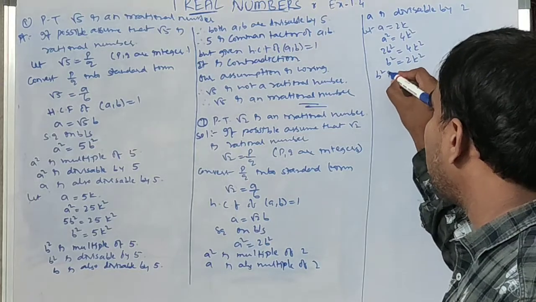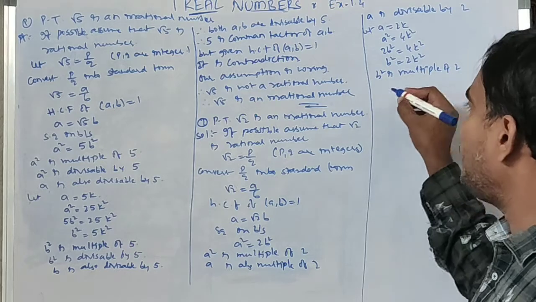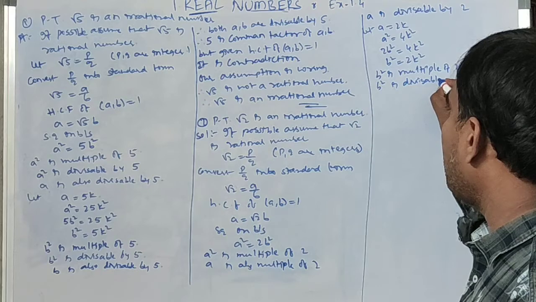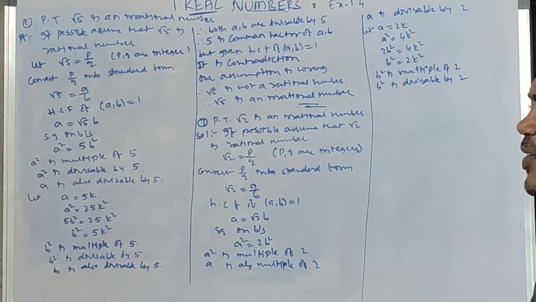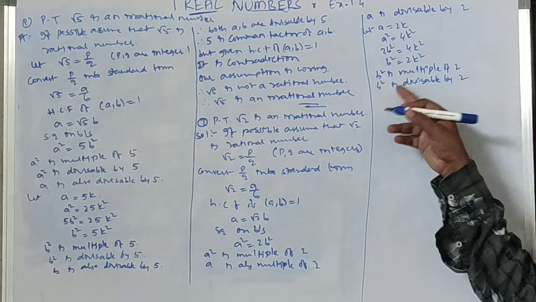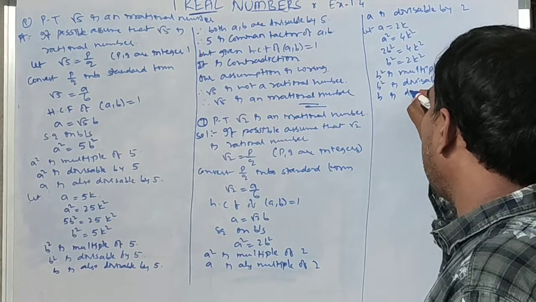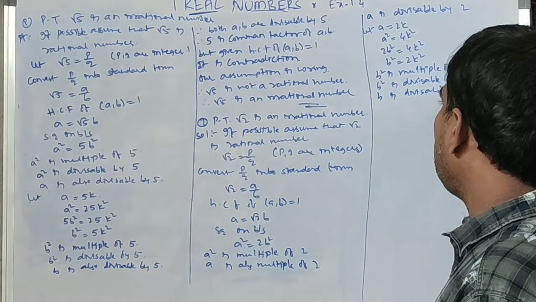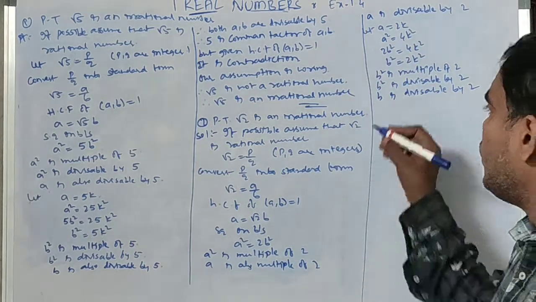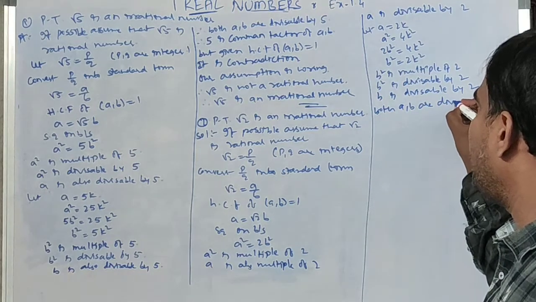Next, b square equal to 2k square. So b square is a multiple of 2, that is, b square is divisible by 2. If b square is divisible by 2, and 2 is a prime number, then b is also divisible by 2. So if b is divisible by 2, and a is also divisible by 2, both a, b are divisible by 2.